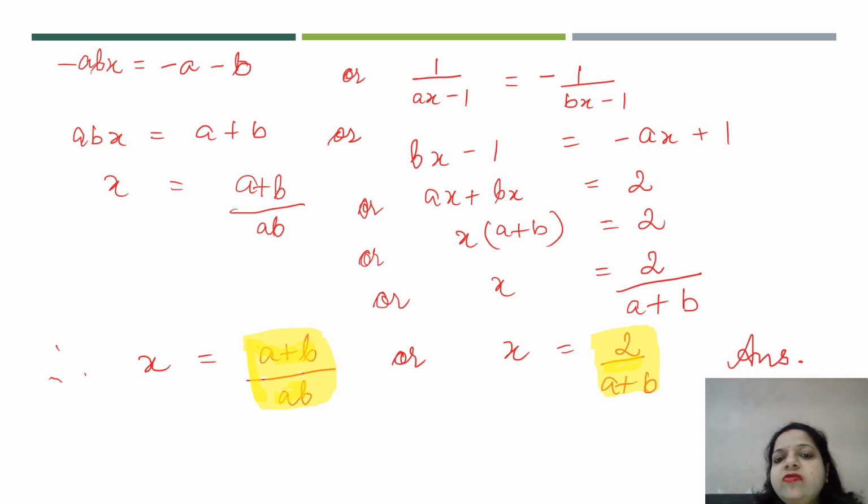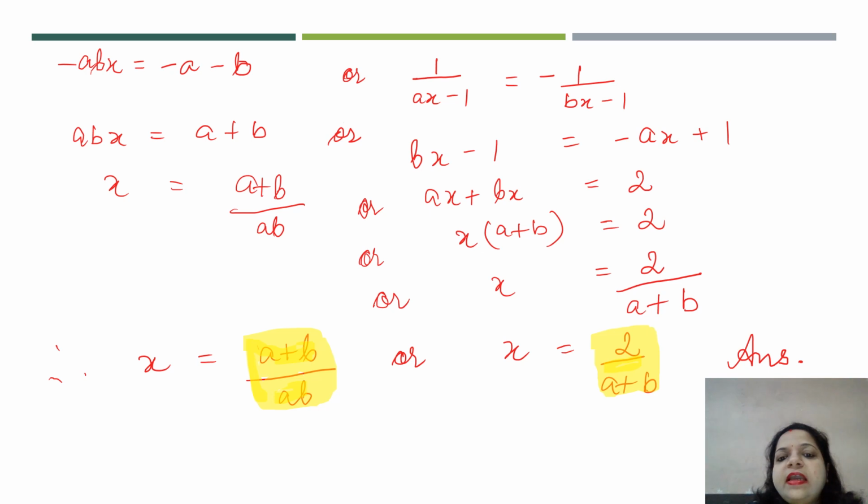Okay. Now the second term, the solution for the quadratic equation. See, we got 1 upon ax minus 1 plus 1 upon bx minus 1 is equal to 0. So what we will do, we will take one of the terms to the right hand side. That is 1 upon ax minus 1 is equal to minus 1 upon bx minus 1. Okay. Then we cross multiply on both sides. What we get, bx minus 1 is equal to minus ax plus 1. Okay. So ax plus bx is equal to 2.